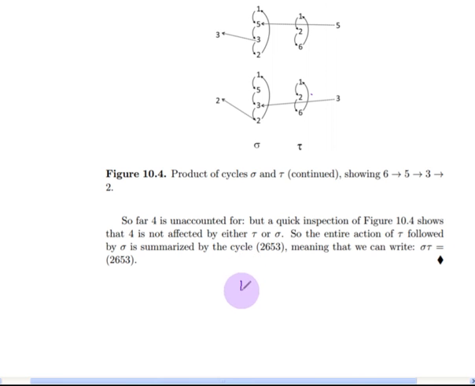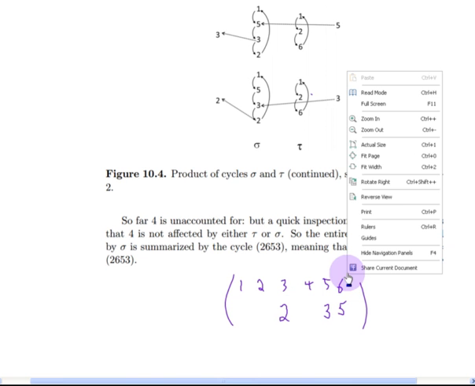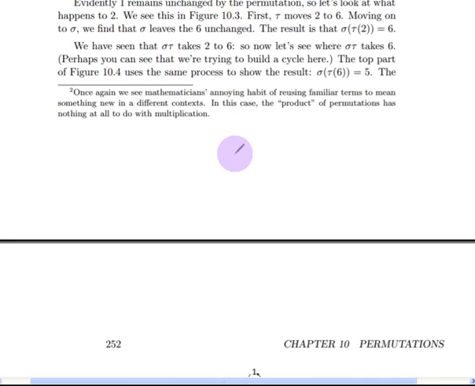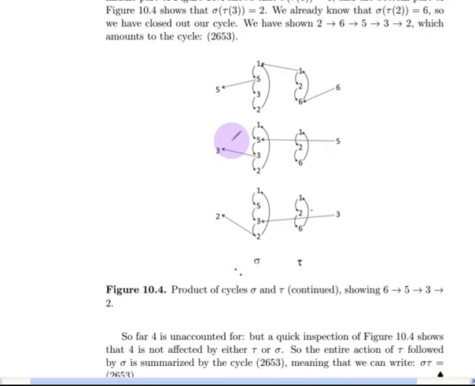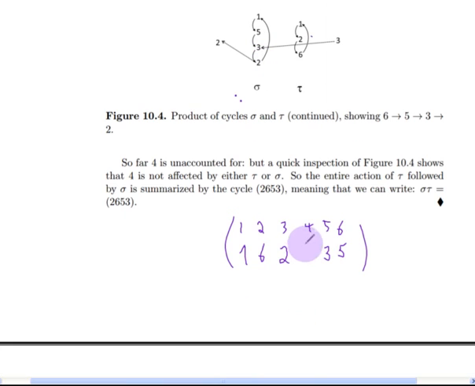We've done 1, 2, 3, 4, 5, 6. Okay. 3 apparently goes to 2. 5 apparently goes to 3. 6 apparently goes to 5. Let's see what the other ones were. 2 goes to 6, and 1 goes to 1. All right, now it looks like 4 isn't in either cycle, so 4 goes to 4. So I have my total representation in tableau form.